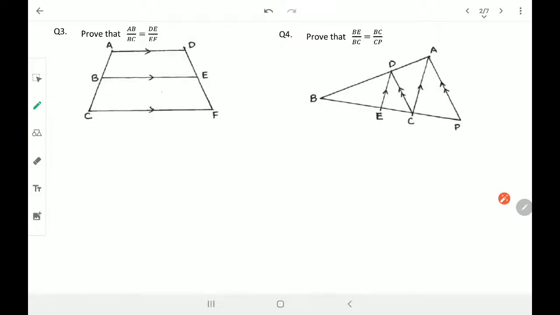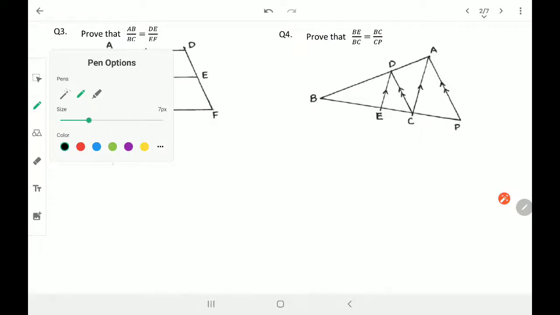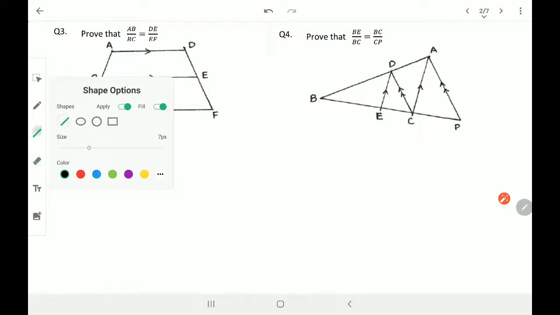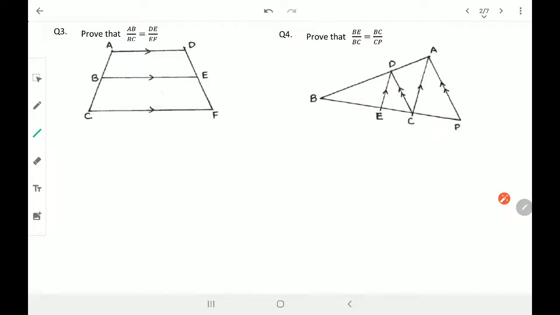The question number 3, if you check, purposely I'm going fast because I have to cover all these 9 questions in this session. So if I check question number 3, I can easily understand that it is not a triangle, but still it is a given trapezium and 3 lines are parallel to each other, and I have to prove the same thing like a BPT, that is AB upon BC is equal to DE upon EF, right? So what can I do? How can I solve it?